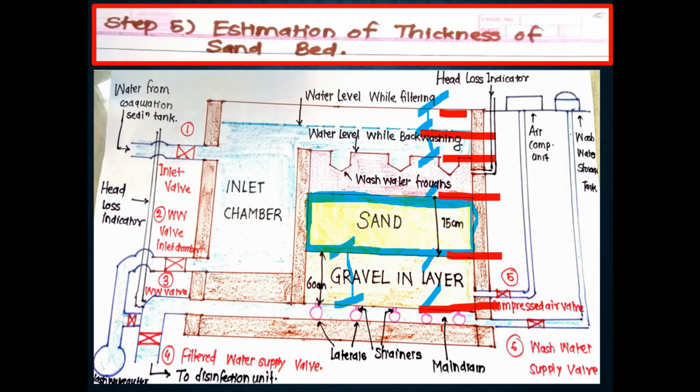Now we have arrived at all the things, means depth we have calculated, means all the major parts of the design of rapid sand filter we have calculated, means length, breadth at the first step, and last if we arrive at or calculate the depth of the filter media, finally after calculating the depth of the sand bed, 100% all the design steps will be completed.